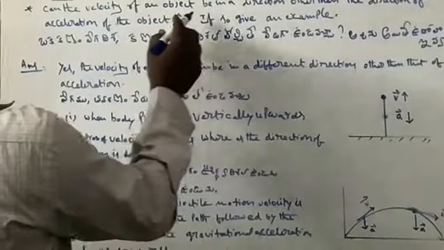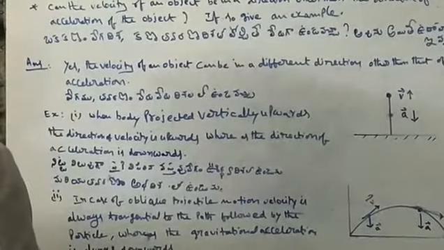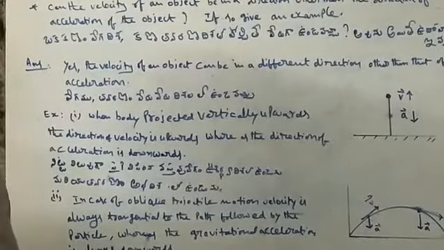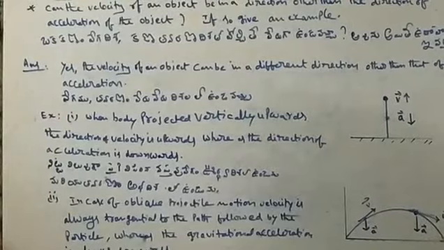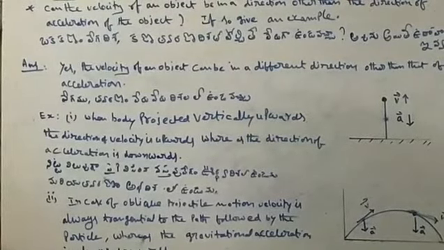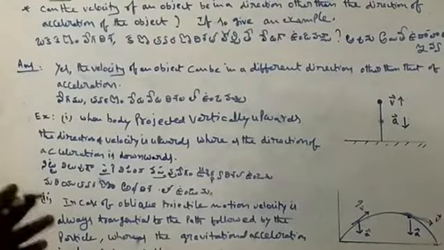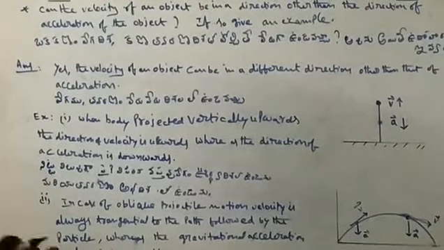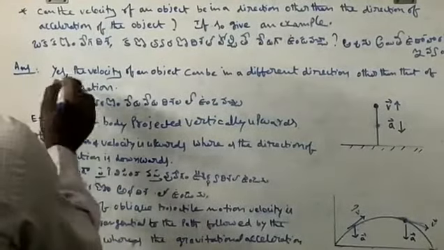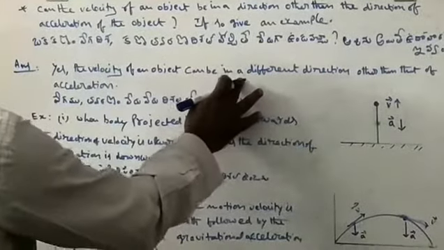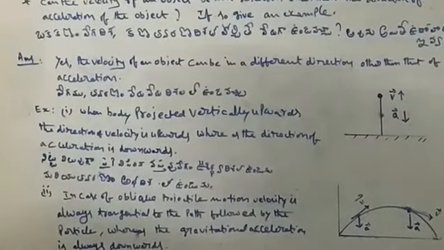Can the velocity of an object be in a direction other than the direction of acceleration of the object? If yes, give an example. The velocity direction and acceleration direction can be different, in different directions. The answer is: the velocity of an object can be in a different direction other than that of acceleration.